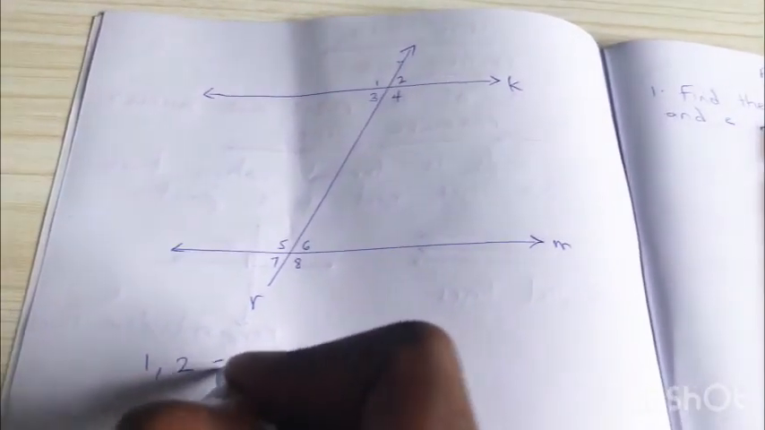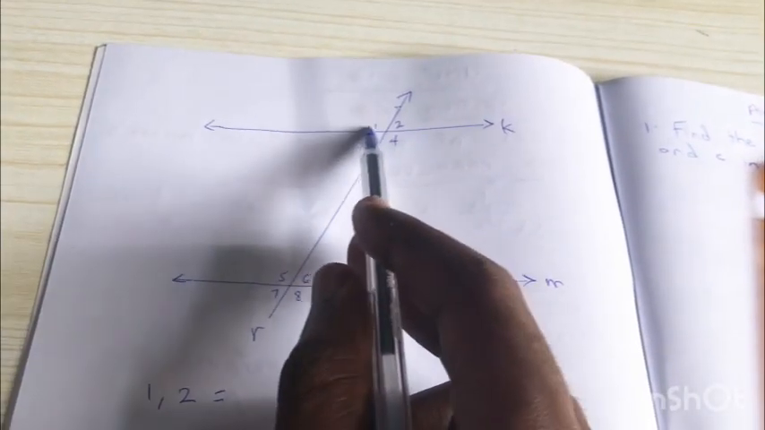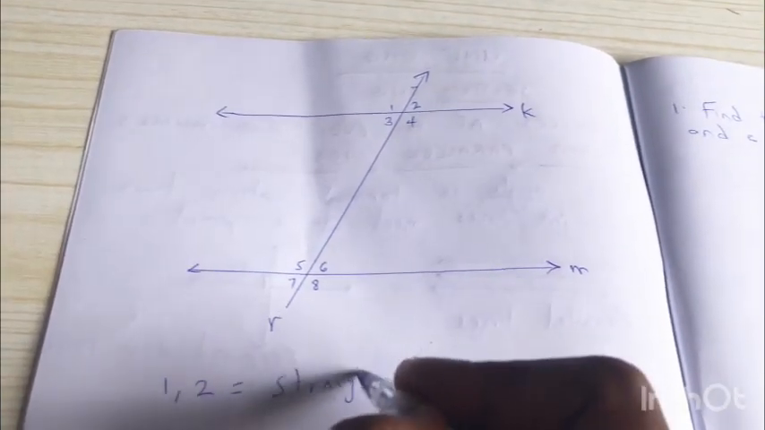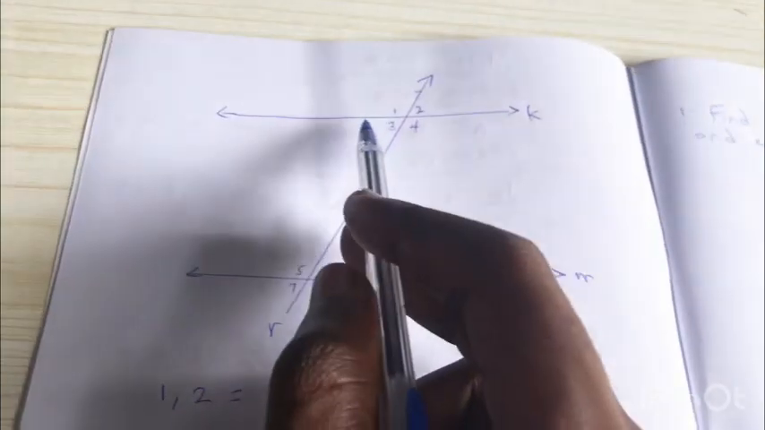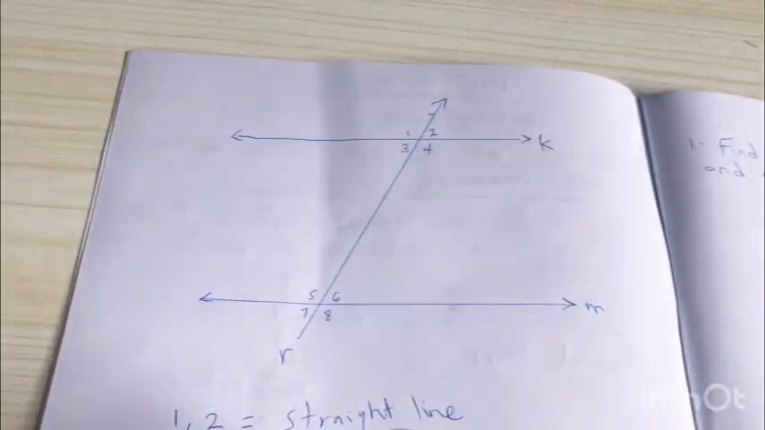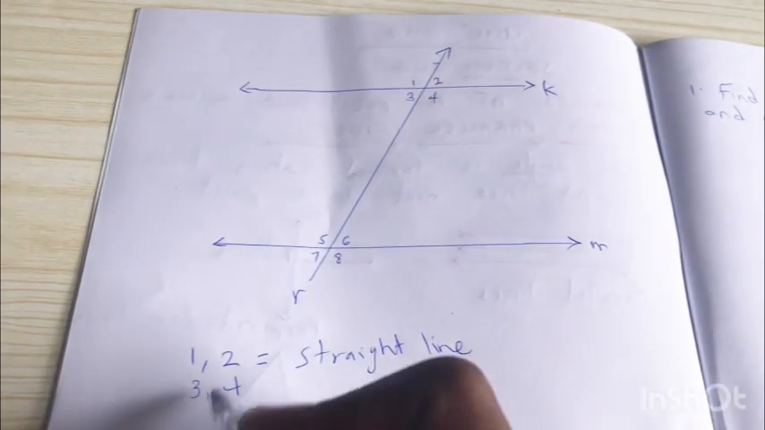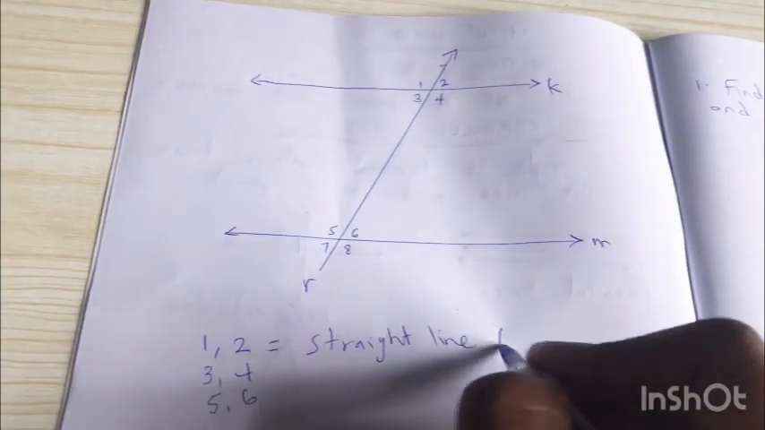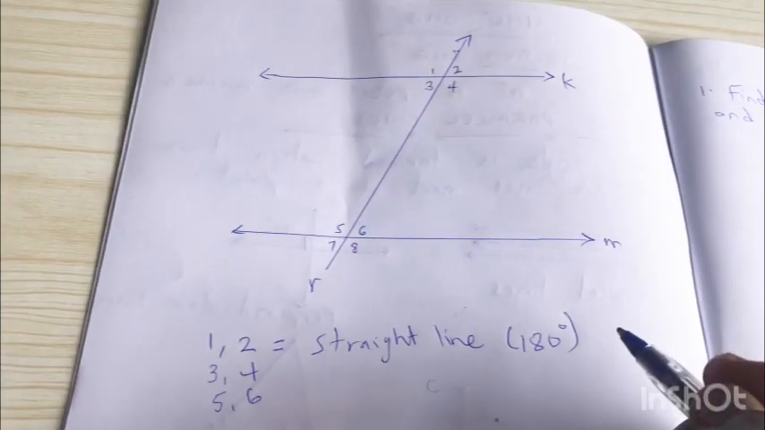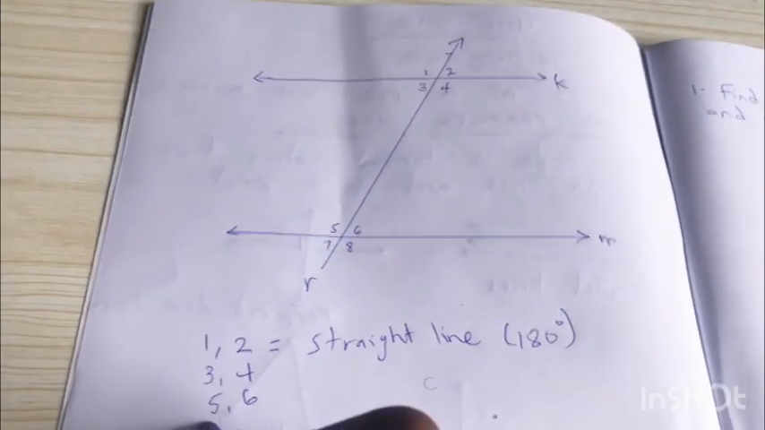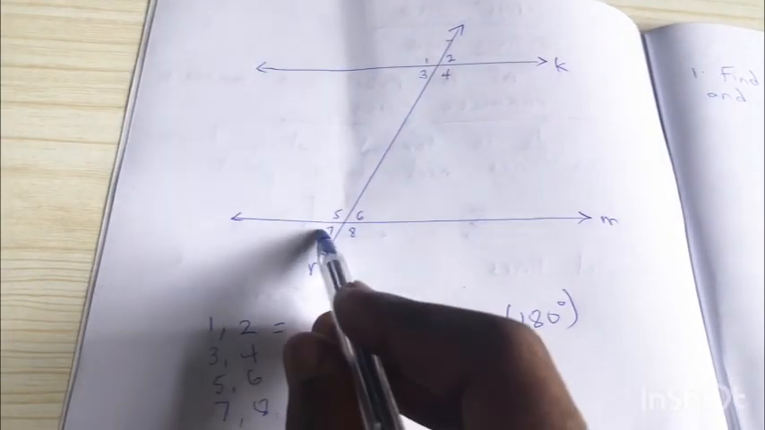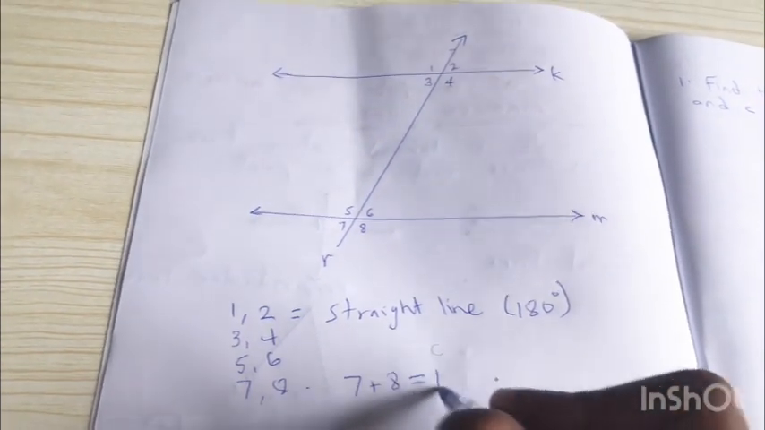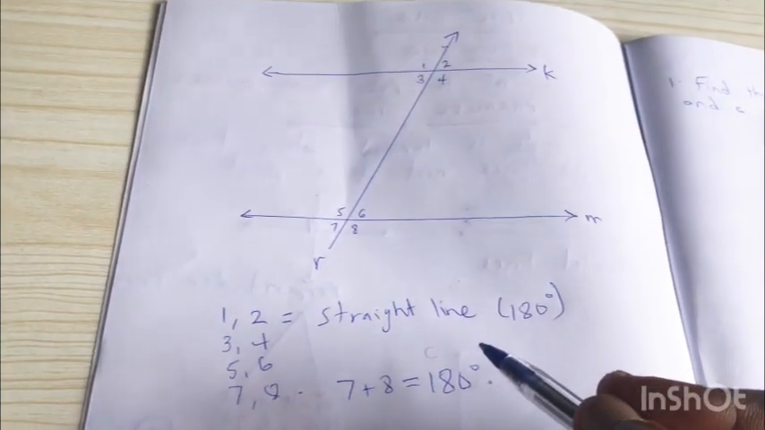Now for this one, 1 and 2. Look at where they are. They're on a straight line. Have you seen it? 3 and 4 too are on the same straight line. You can also see 5 and 6 are on a straight line. And you know that on a straight line, the measure of the angle is what? 180 degrees, as we said. Then the last one is 7 and 8. It's on a straight line. This means that 7 plus 8 is equal to 180 degrees. Have you seen it? Yes.